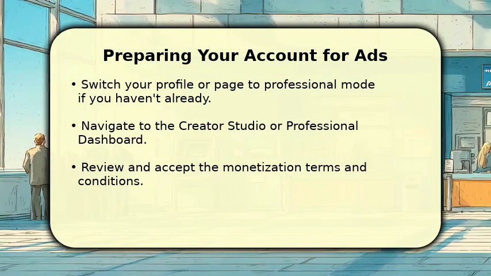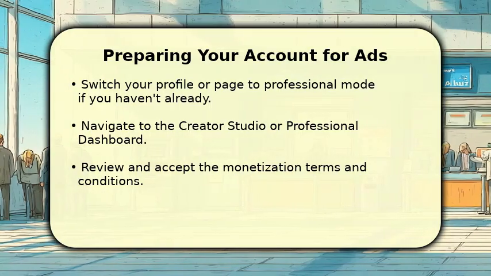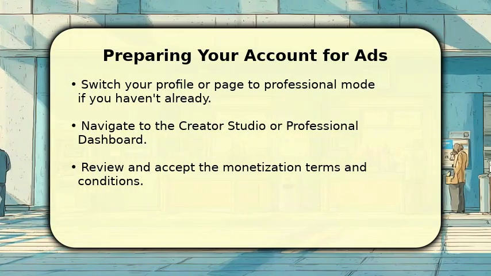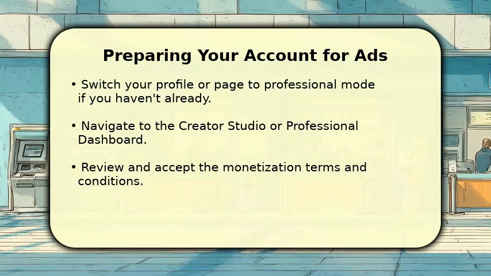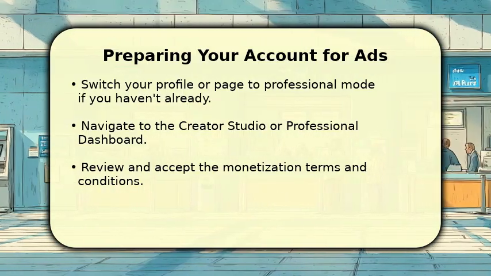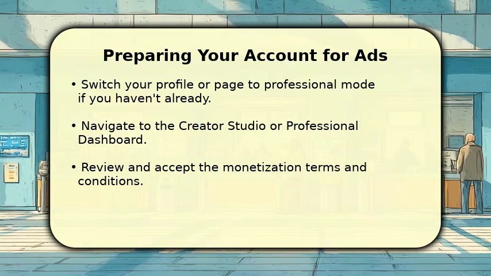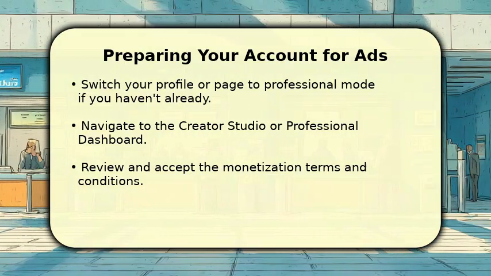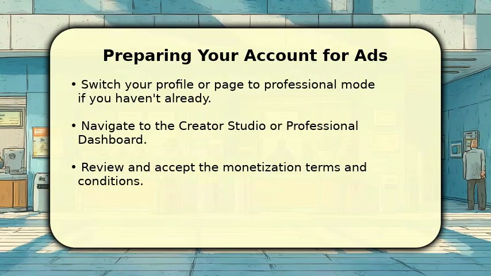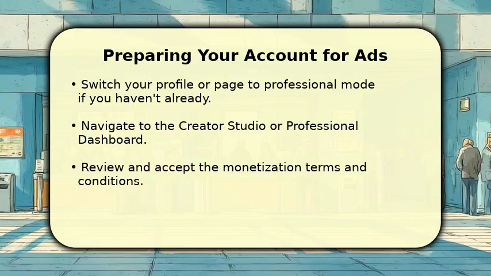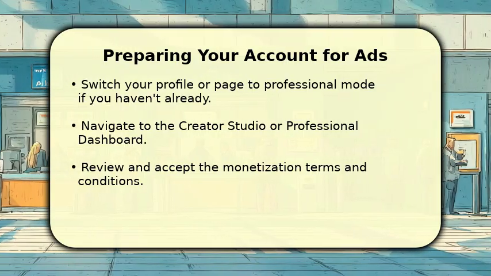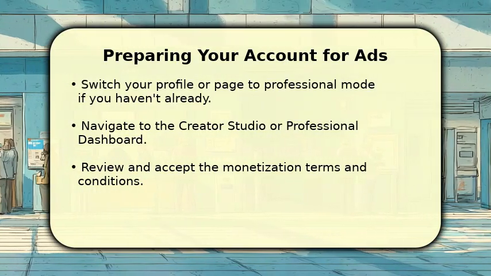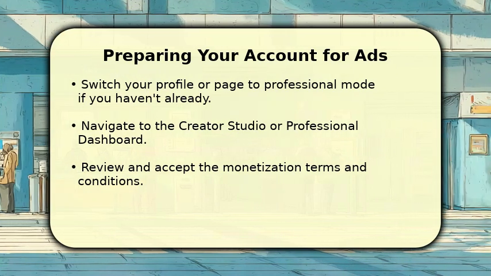Once you understand the requirements, it's time to prepare your account. If you haven't already, switch your profile or page to professional mode. Then, head over to your Creator Studio or Professional Dashboard. Here, you'll find the monetization section where you can review and accept the terms and conditions. Don't forget to link a payout account. This is how you'll receive your earnings. Taking these steps ensures your account is ready to start generating revenue from your amazing Reels.